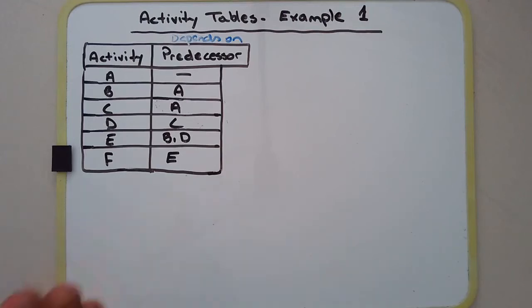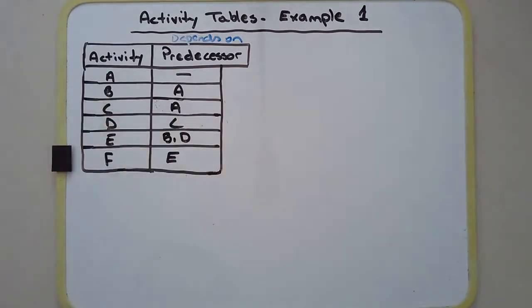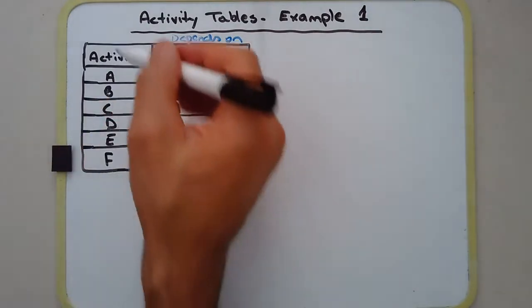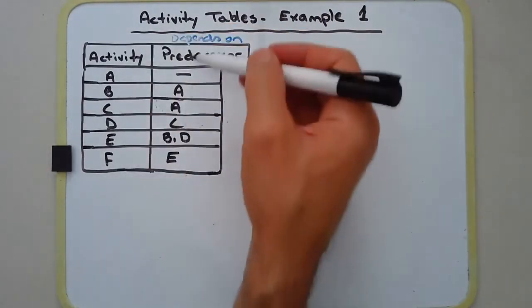We're going to convert this activity table into a directed network. So it's just a simple table. It's just really to demonstrate, again, another example of converting a table into a network. Okay. So in the first column, we have activities. And in the second column, we have the predecessors.